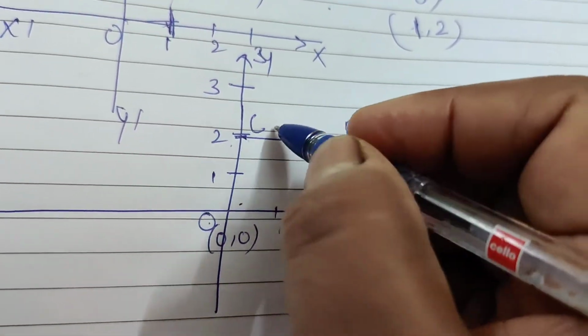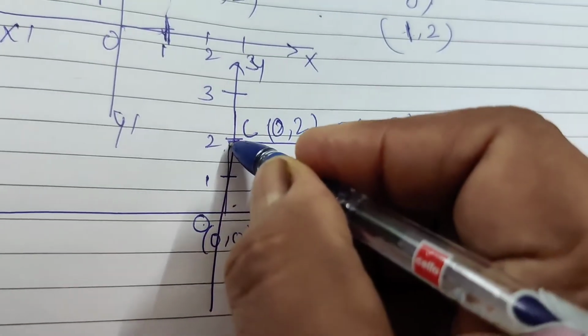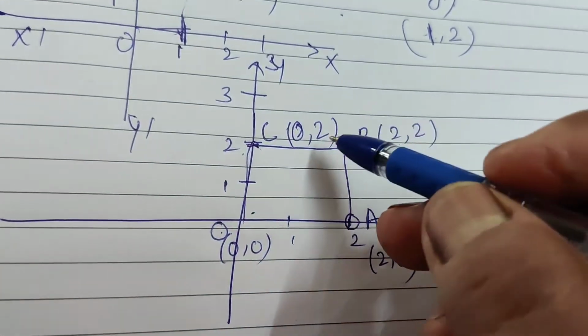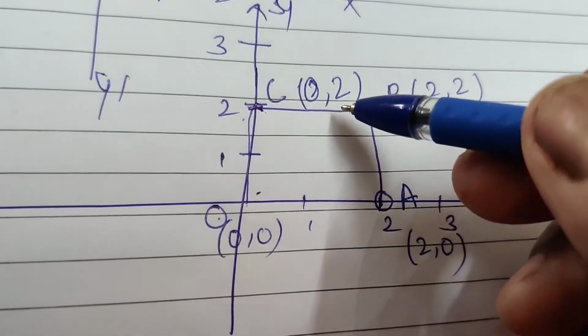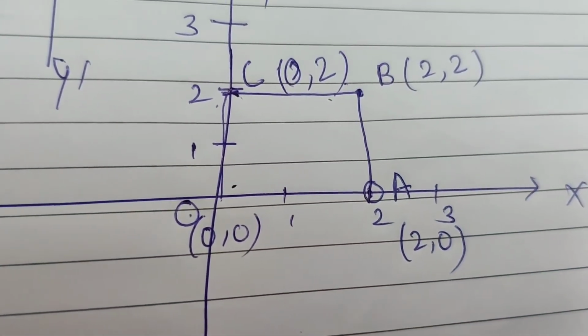This C point is (0, 2). X equal to 0 and Y equal to 2. The coordinates of the fourth vertex C is (0, 2). Okay.